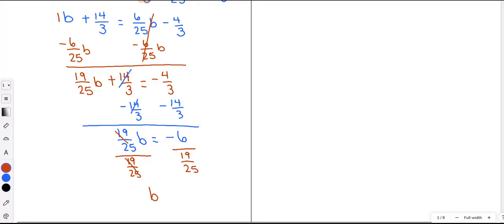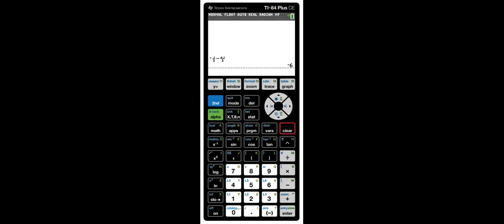Right? And then we get b equals a main fraction, and then we have a little fraction here. So our numerator is a -6, and our denominator for this particular problem contains another fraction. So this is how you put it into your calculator. I'm going to open up a main fraction. So that's alpha y equals, enter. My numerator is -6. So I'm going to input -6 in there.